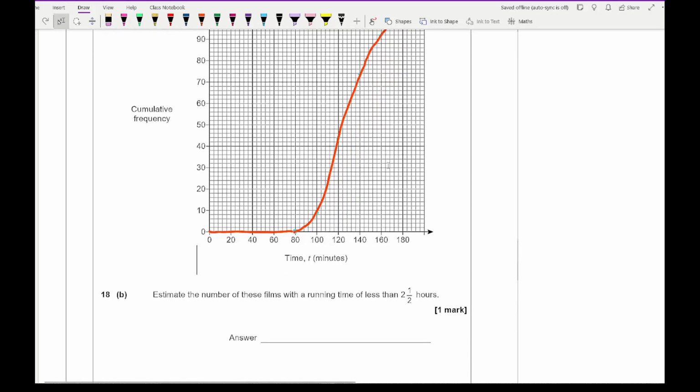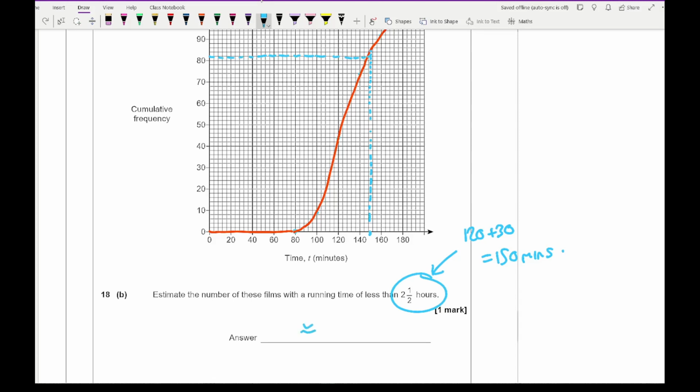Now for the next question, it then says estimate the number of these films with a running time of less than 2.5 hours. Well, 2.5 hours is going to be 120 plus 30, which is 150 minutes. So what we need to do is find where 150 minutes is, which is just about there, and we draw our vertical line at that point. Again, you should be using a ruler, and as soon as it hits the cumulative frequency curve, we then want to project across, in which we should get something that looks like there.